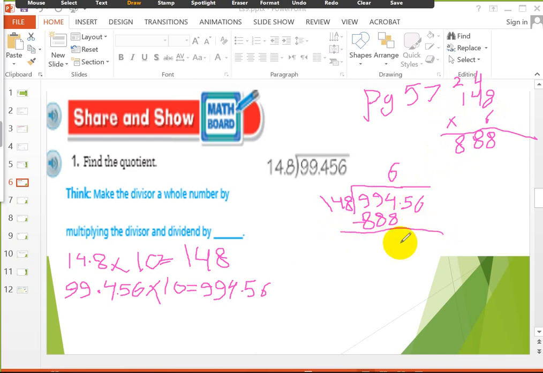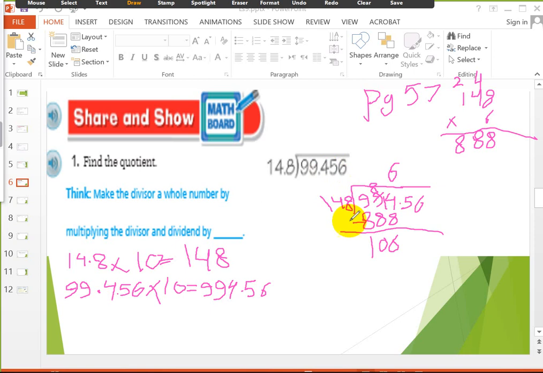4 minus 8, I will borrow from the 9, so it will be 8, and put it next to the 4, so it will be 14. 14 minus 8 equals 6. So I will put 6 in the ones. Now 8 minus 8 equals 0. 9 minus 8 equals 1.